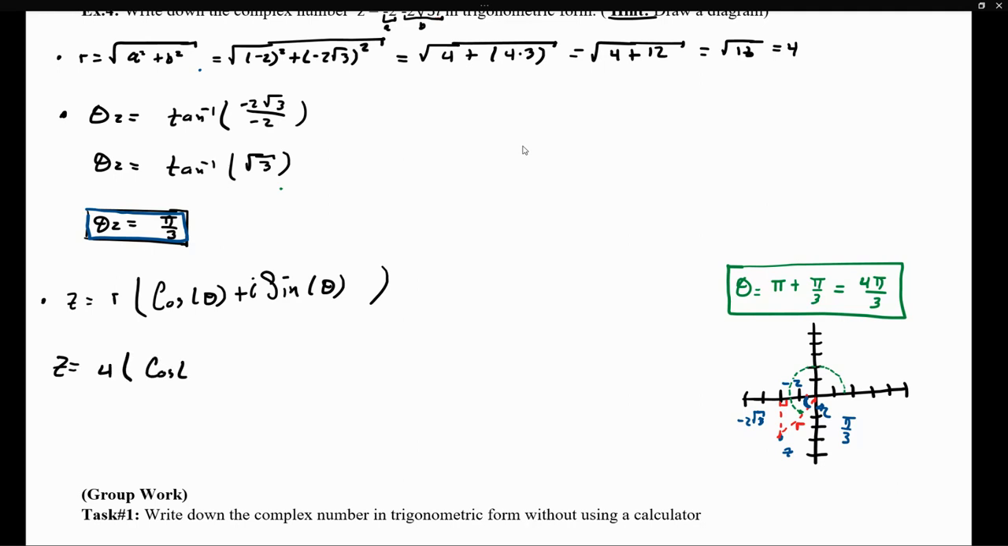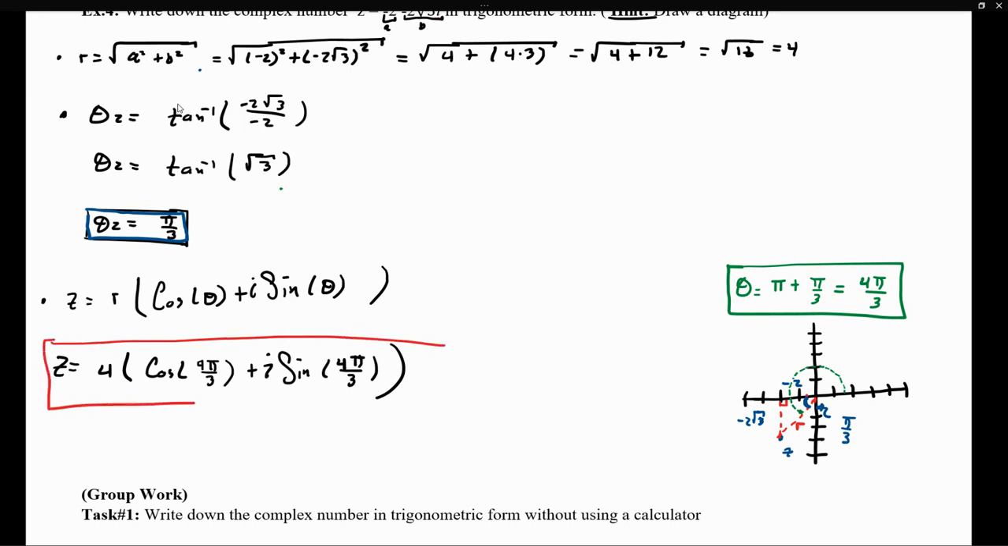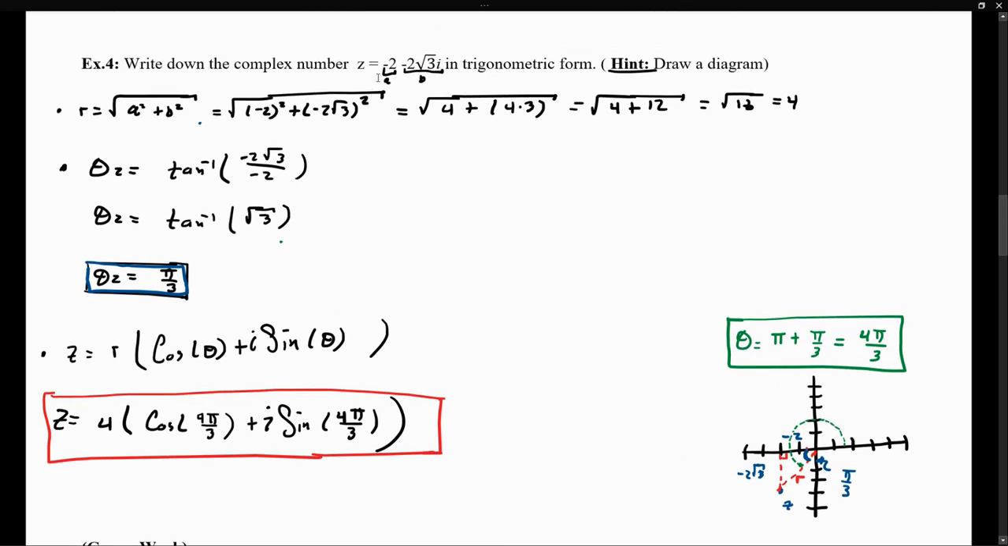Again, it's not the cosine of pi over 3. It is the cosine of the total distance, which is equivalent to 4 pi over 3, plus I sine of 4 pi over 3. So now this is the right way to represent the complex number negative 2 square root of 3I using trigonometric form.